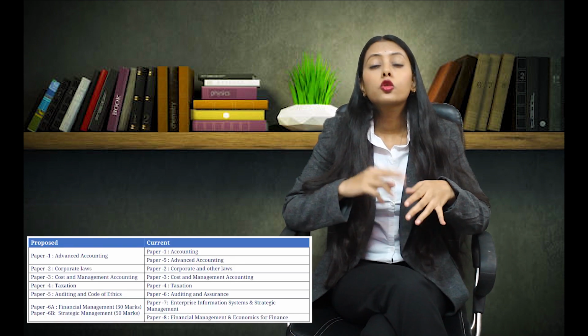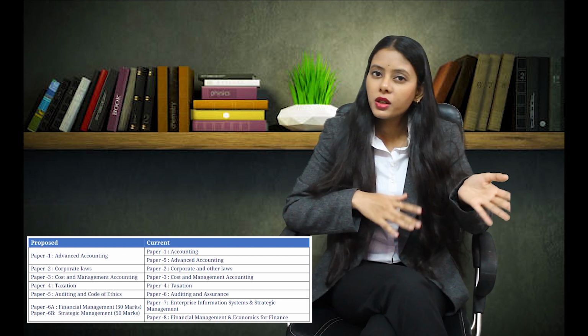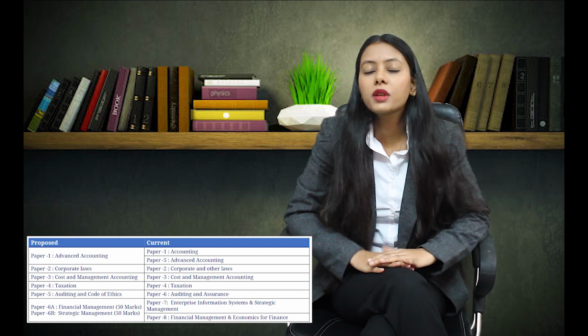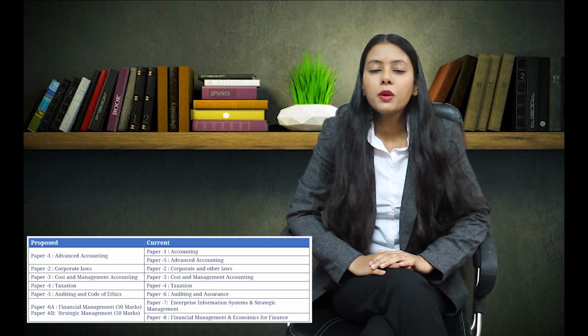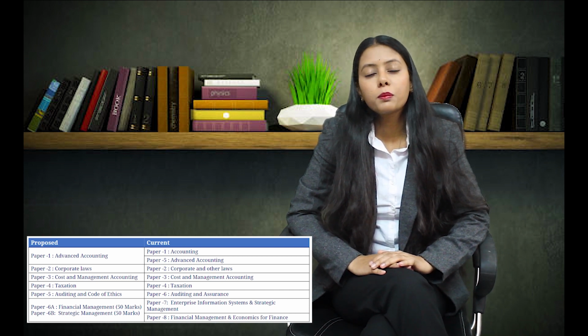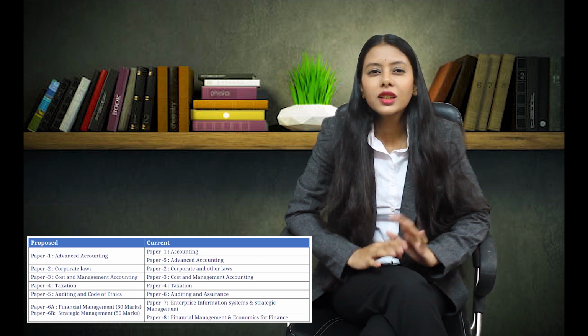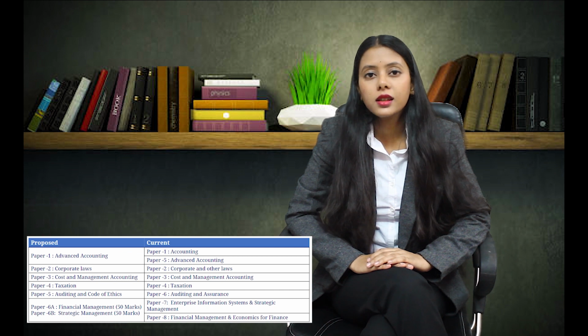Now let's talk about the number of papers. This has changed; it has been reduced to 6 from 8. Some of the papers have been combined and some have been removed. Now there will be 2 groups of 3 papers each. Paper number 1 and paper number 5 will be combined into paper number 1, Advanced Accounts, and paper number 7 and paper number 8 will be combined into paper 6A and 6B. But not entirely, 2 modules will be removed, that is EIS and Economics for Finance. If we talk about registration, it is valid for 5 years and you can revalidate one time. So this is all about CA Intermediate changes.